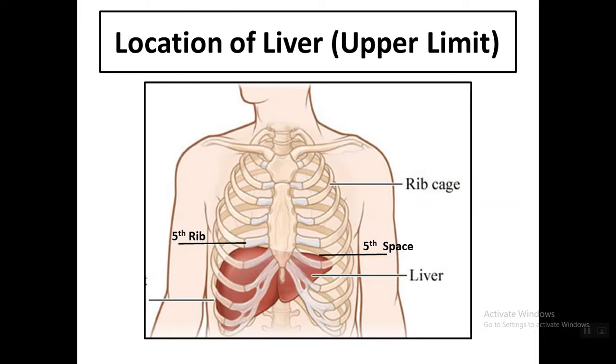Usually it follows the contour of the right costal margin. The upper limit of the liver on the right side, the highest point of the liver reaches to the fifth rib, while on the left side it reaches to the fifth intercostal space.